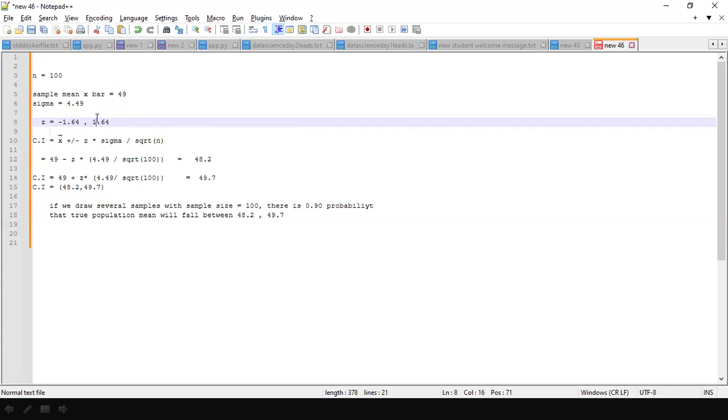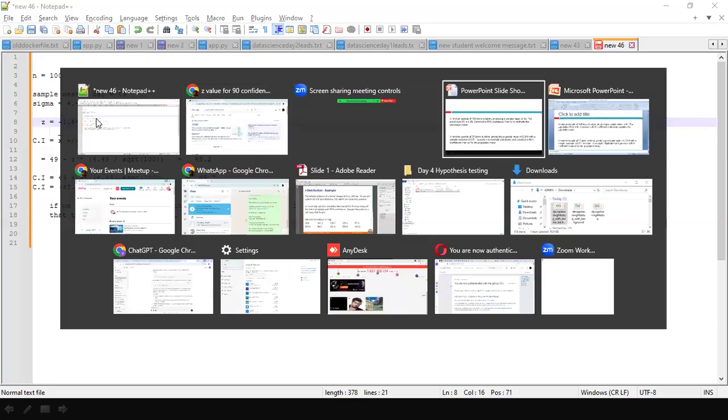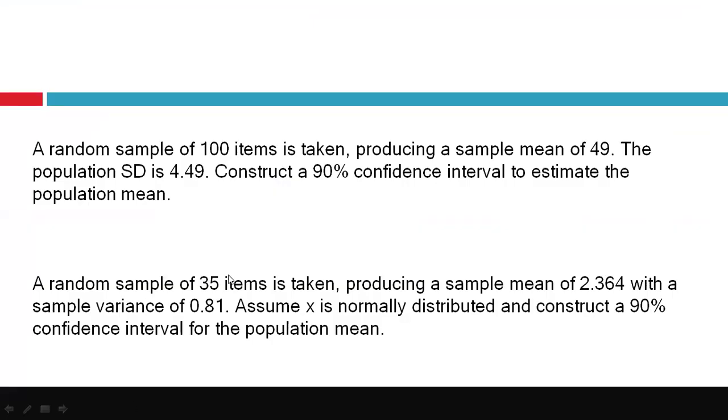Okay, similarly, now let's go ahead and work on the second problem. A random sample of 35 items is taken, producing a sample mean and a sample standard deviation. Sample standard deviation, sample mean was given, sample size was given. Assume X is normally distributed and construct a 90% confidence interval for the population mean. Same thing, go ahead and construct it. Why don't you do this exercise, and tell me what the answer is.